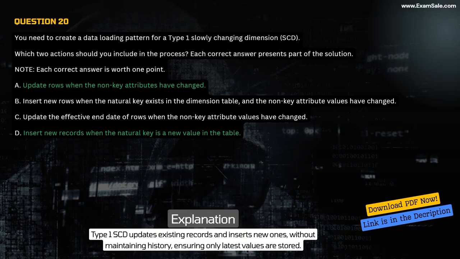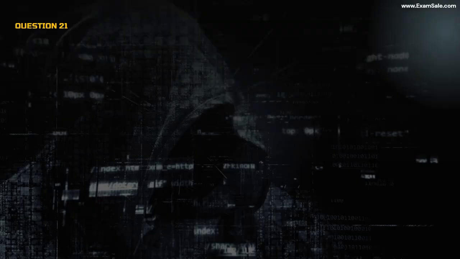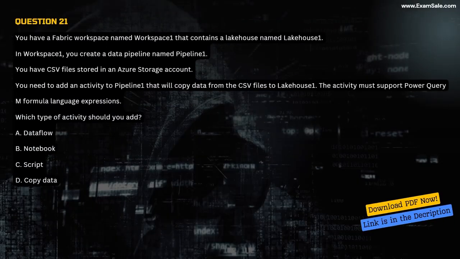Question 21. You have a Fabric workspace named Workspace 1 that contains a lakehouse named Lakehouse 1. In Workspace 1, you create a data pipeline named Pipeline 1. You have CSV files stored in an Azure storage account. You need to add an activity to Pipeline 1 that will copy data from the CSV files to Lakehouse 1. The activity must support Power Query M formula language expressions. Which type of activity should you add?